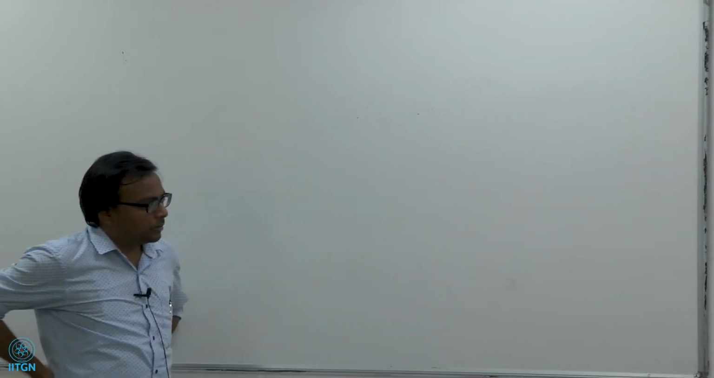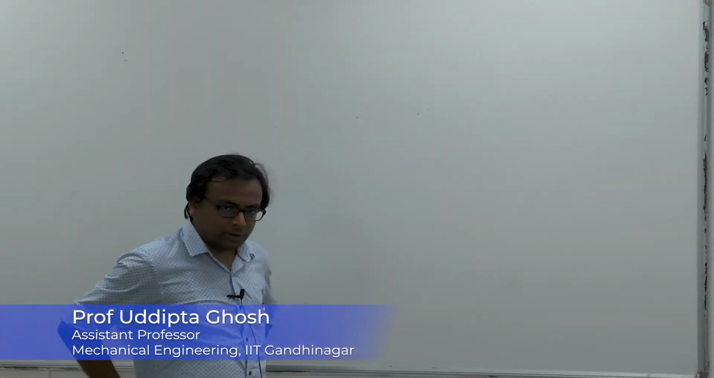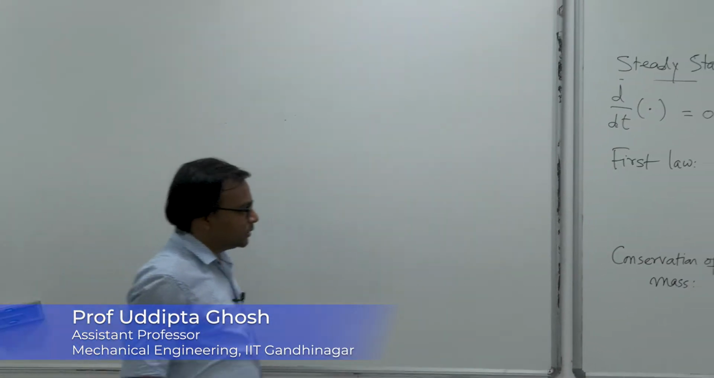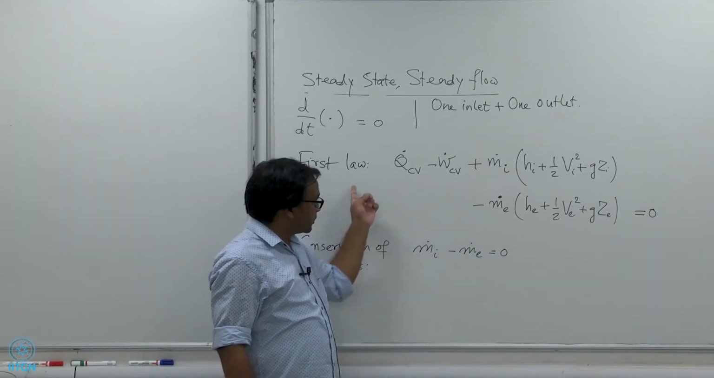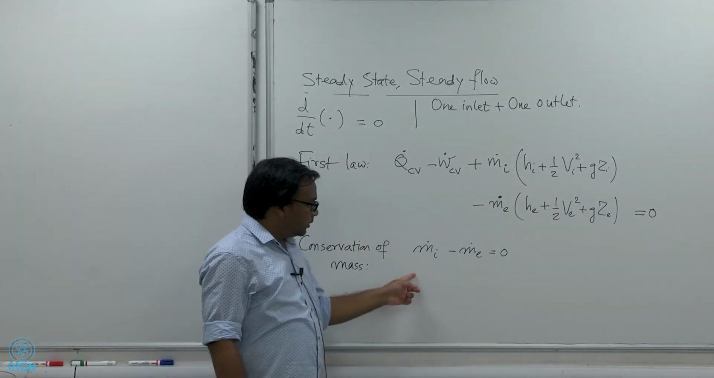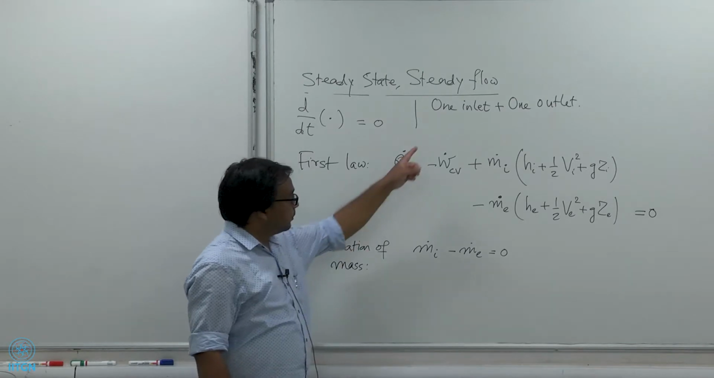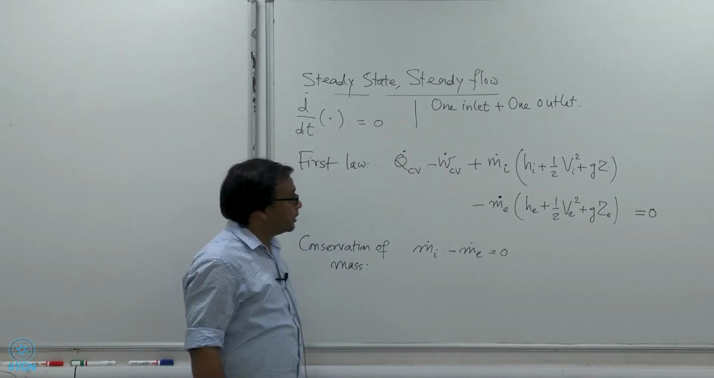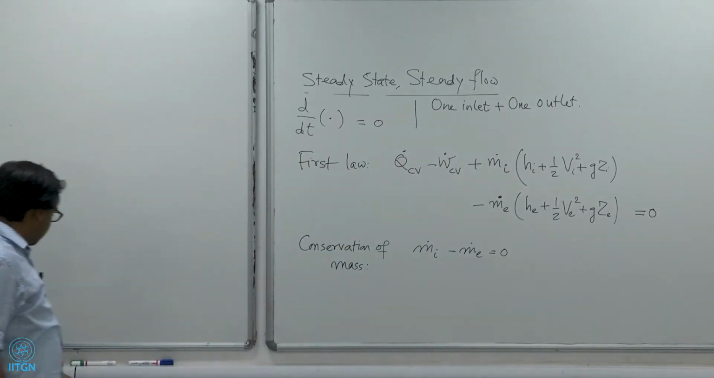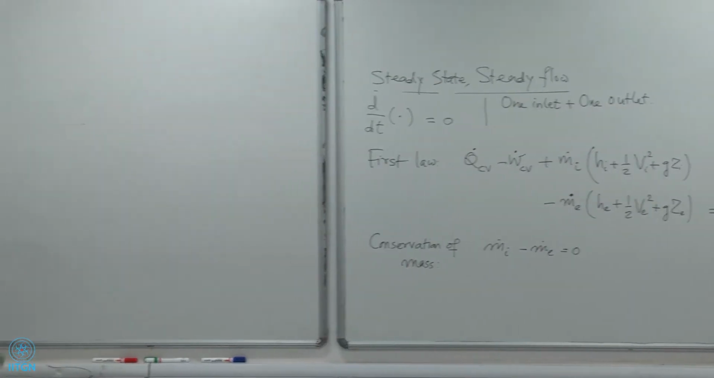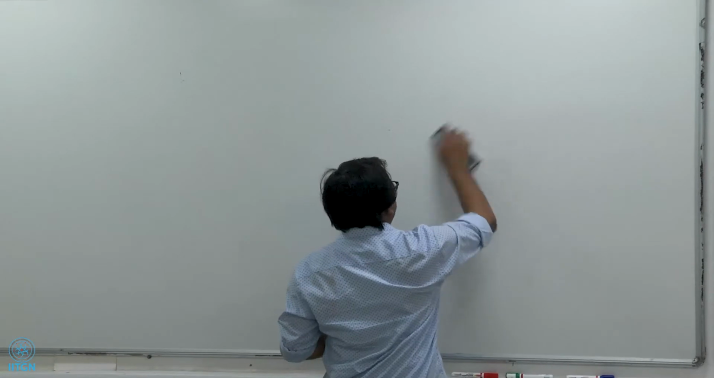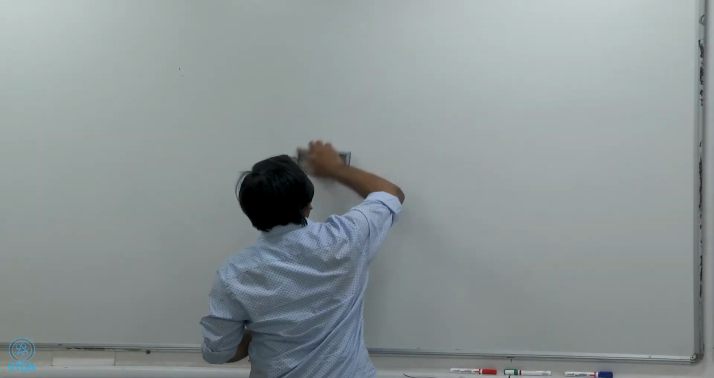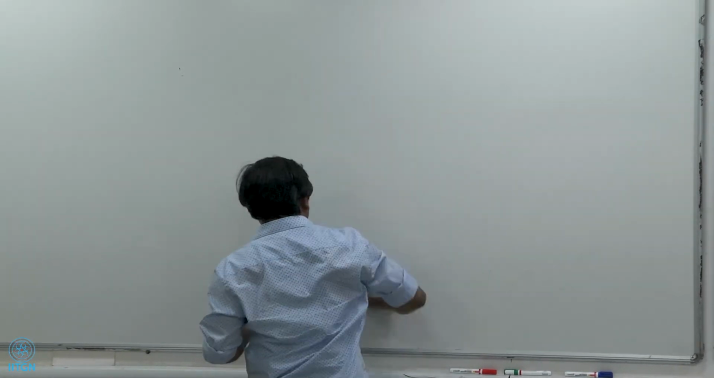So, we were discussing application of the first law, particularly the steady state form. You can see here the steady state form is written. This is the steady state form of the first law, and the steady state form of the mass conservation with one inlet, one outlet. Steady state, steady flow. So, we will now see some applications of these to devices which are used every day in our households or in the industry.